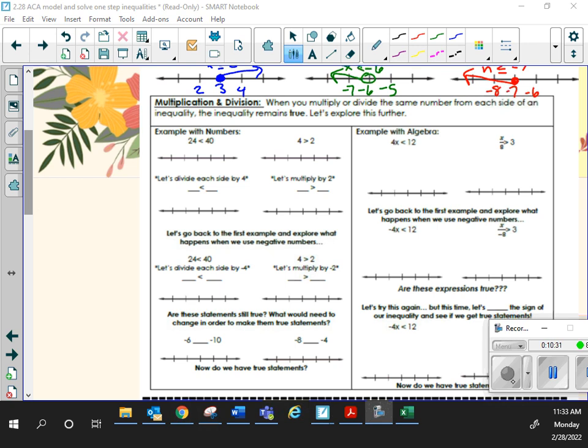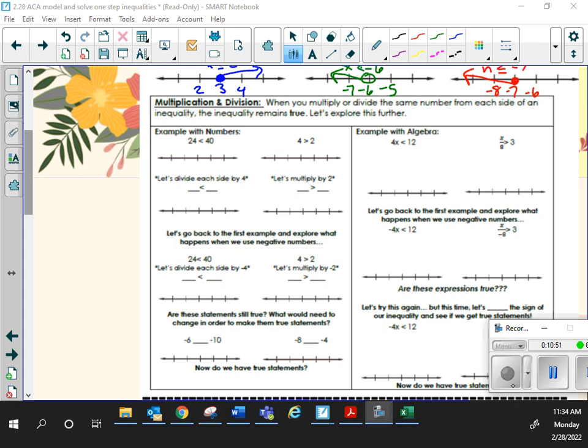Alrighty. Alright, here we go. Let's keep going. Multiplying and dividing. So, again, starting with inequalities that are true. Is 24 less than 40? Yeah.